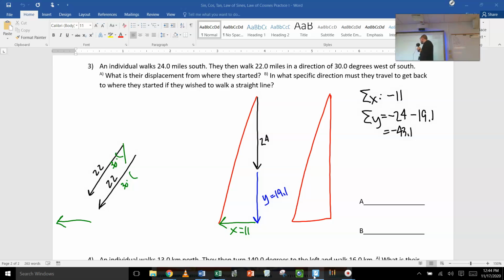So when I'm doing my triangle, it's 43.1, and it's pointed down, and it's 19.1 pointed to the left. So using Pythagorean theorem, a squared plus b squared equals c squared, that turns out to be 44.4.